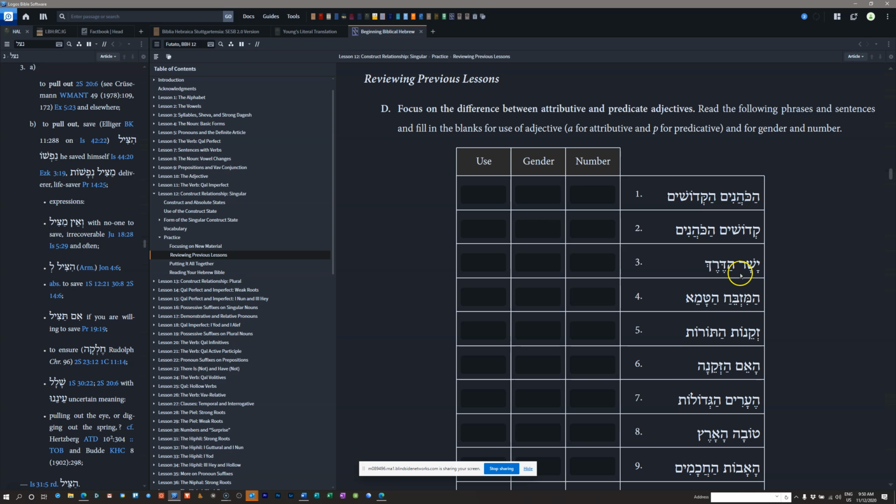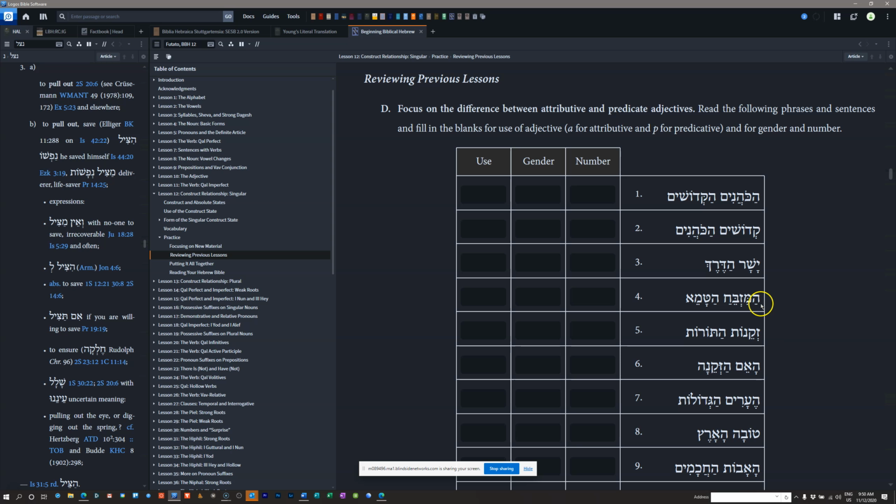Number 3, yashar haderech. Again, we've got an adjective preceding its noun, and it lacks the article where the noun has it. So this again would be predicative. The way is straight, or the way is right. And then the adjective does not have any ending, kametz he, hirik yod mem, or holam vav tav. So that indicates that this is masculine singular.